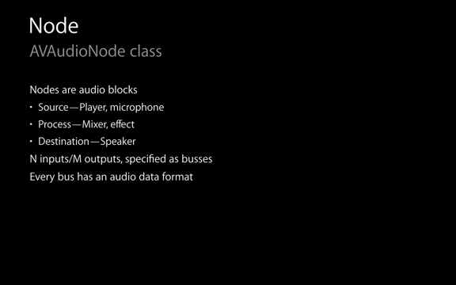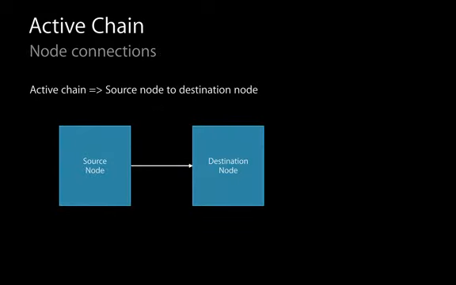Every one of these nodes has a certain number of input and output buses. And typically, you see that most nodes have a single input and output bus. But an exception to this is a mixer node that has multiple input buses and a single output bus. Every bus now has an audio data format associated with it. So let's talk about connections.